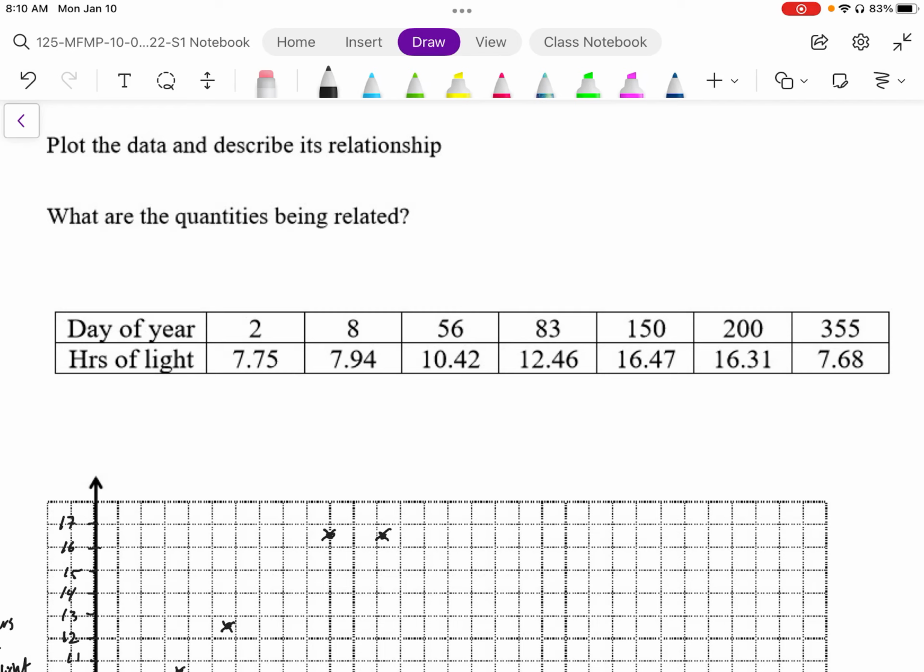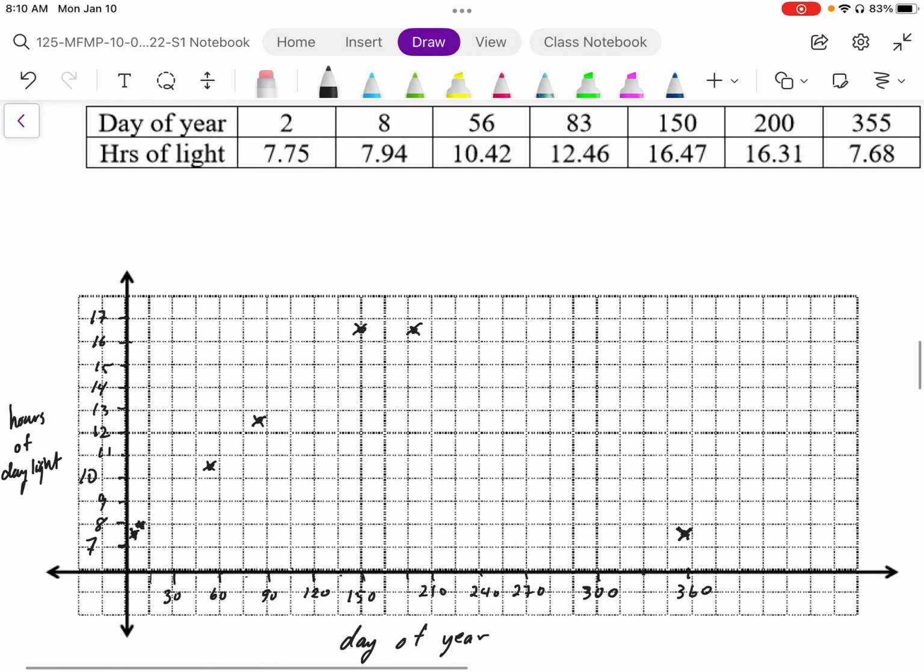Day 56 would be some day in late February, and you start getting more daylight. We get about 10.42. Day 83 would be some point in March, and again we get more daylight. And 150 would be somewhere in June, so we get lots of daylight, 16.47. As we go back to the end of the year, day 355, sometime in December, we're again back to low hours of daylight, 7.68. So we graph this.